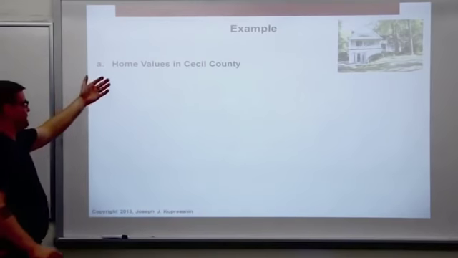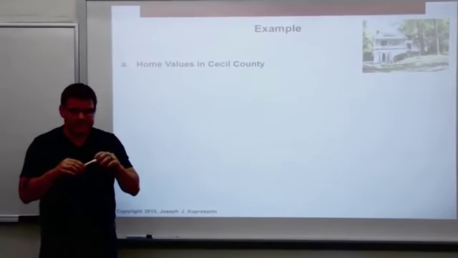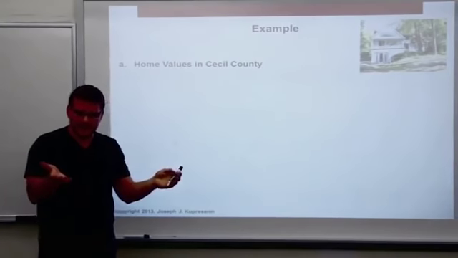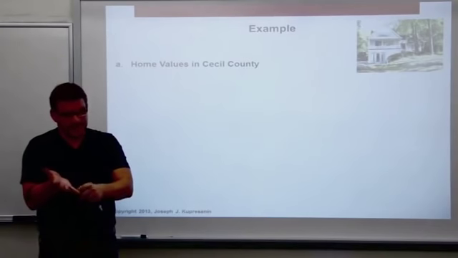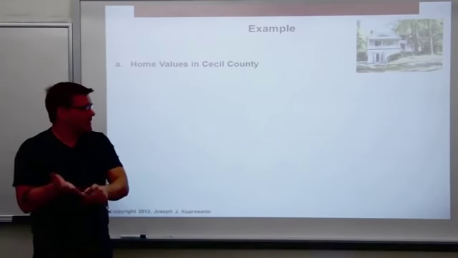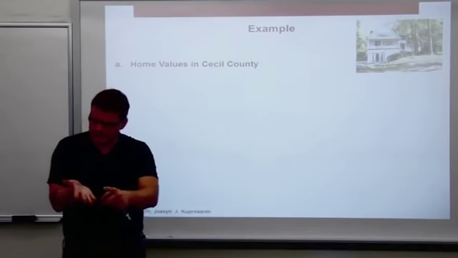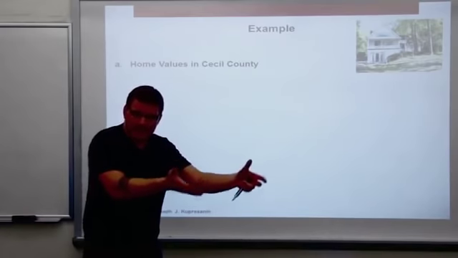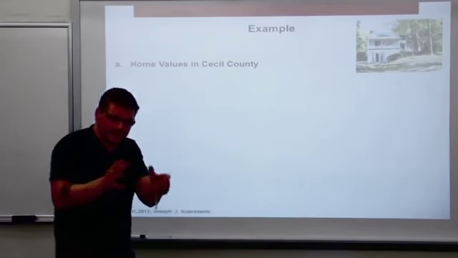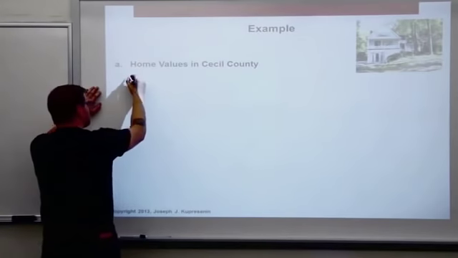First example, let's try to think about home values in Cecil County. All right, so home values. There are some homes that might be worth only 15, 20, 25,000. In certain parts, there are tons of homes worth 100,000, 200,000, 300,000. But as I get bigger, right, 300,000, 400,000, there's fewer and fewer homes. So let's draw a picture of this.